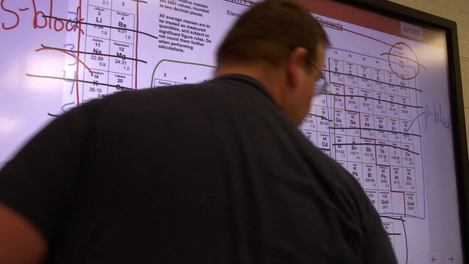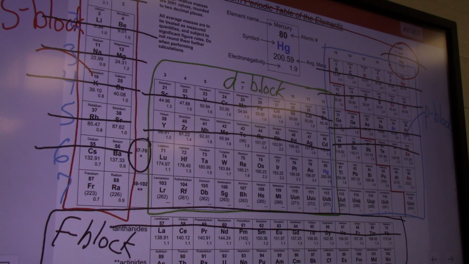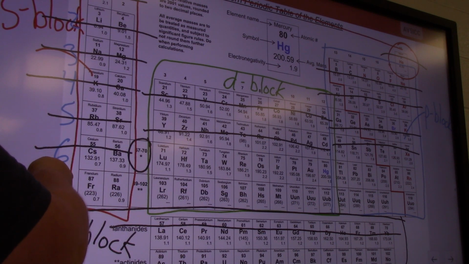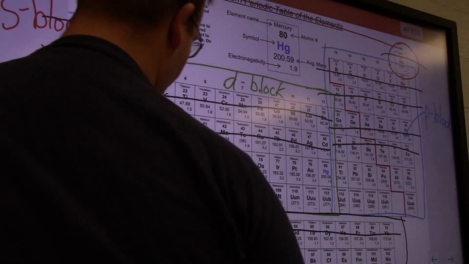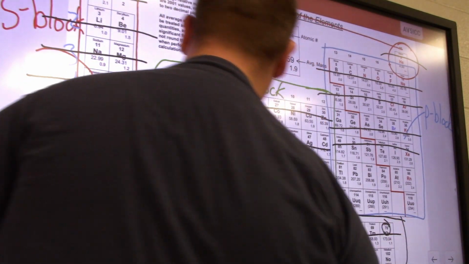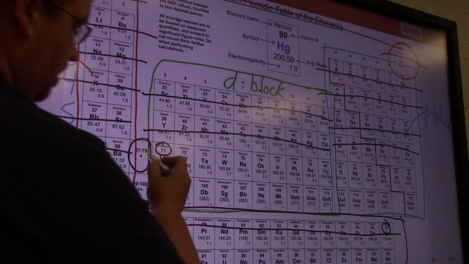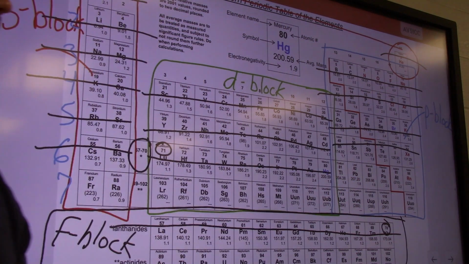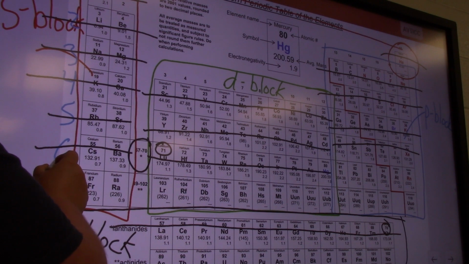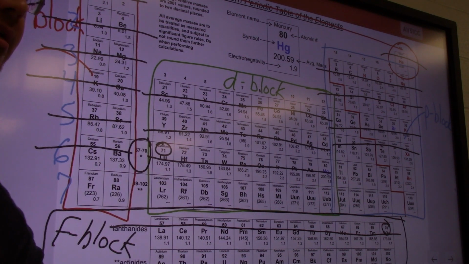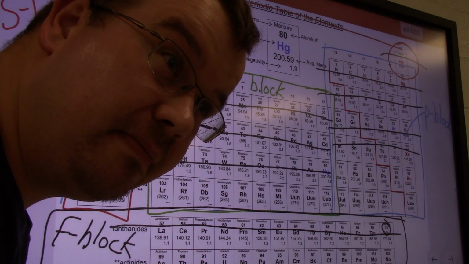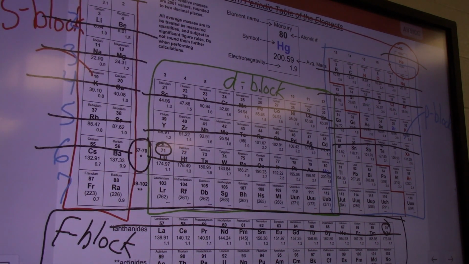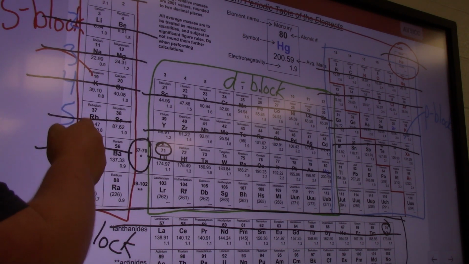What's this? That's 6F. 6 minus 2, that's 4F. Now look, 70, go to 71. So back in the D block. What row am I in? 6. So what is this? 6P. Remember, row minus 1 for D, so 5D.